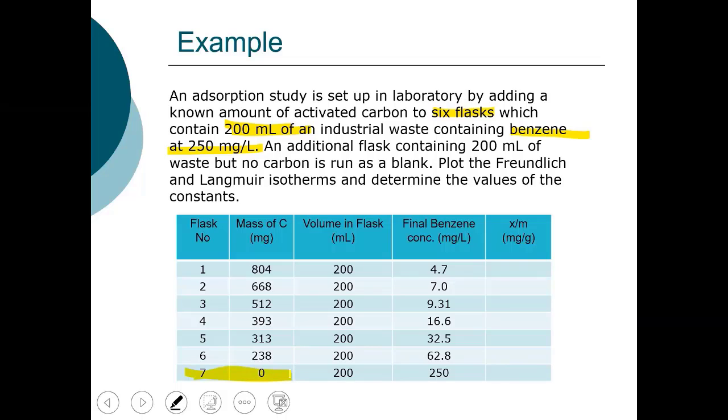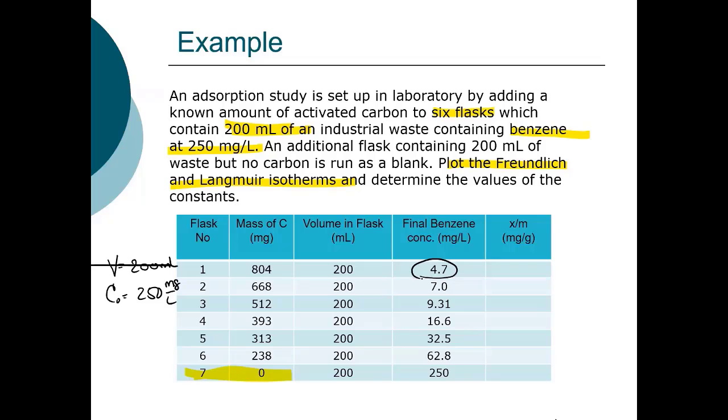So this is our control or our blank. And you're asked then to take this data and analyze it so that you can plot the Freundlich and Langmuir isotherm. So looking at the data here, we start with a volume of 200 milliliters, and C naught is 250 milligrams per liter.